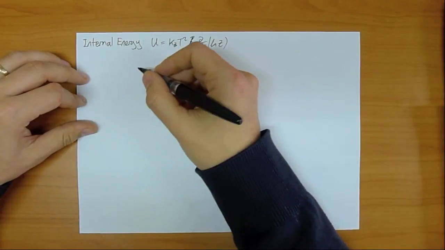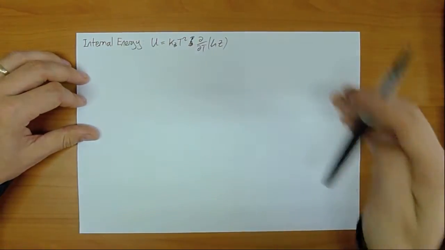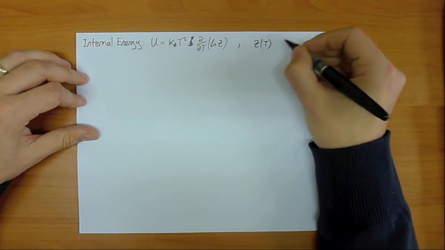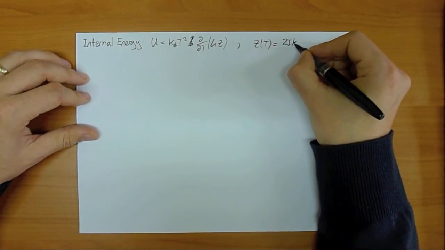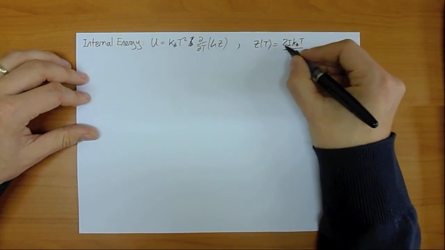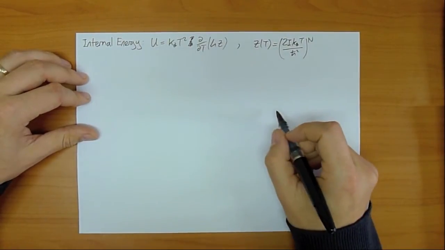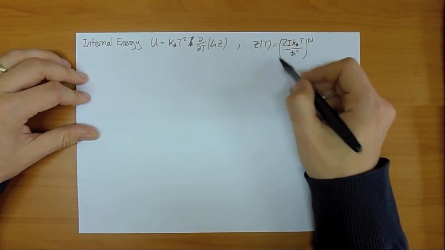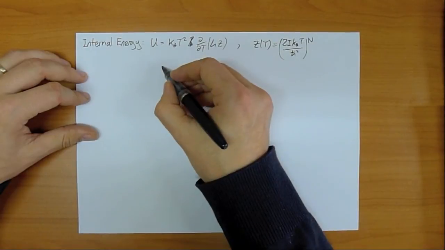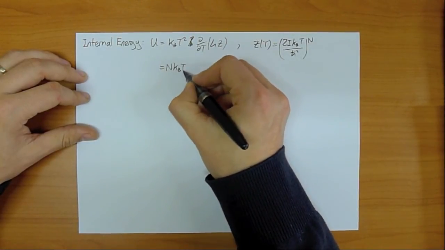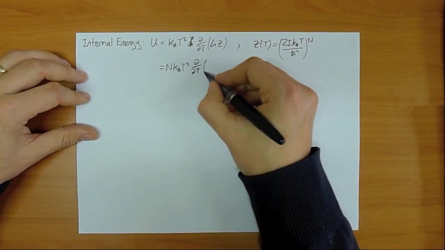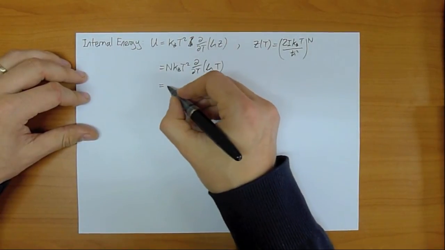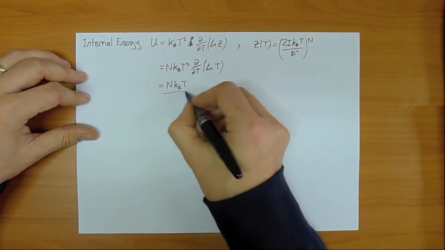Okay, so the partition function, let me write it up here again. Z of T is (2I kBT over h bar squared) to the power N. Right, so you see if I take the log of Z here, the N just comes down the front, and I've got the log of some constants plus the log of T. So this then is going to be equal to N kBT squared times d by dT of the log of T. That's easy, that's 1 over T. So this is N kBT, final result.